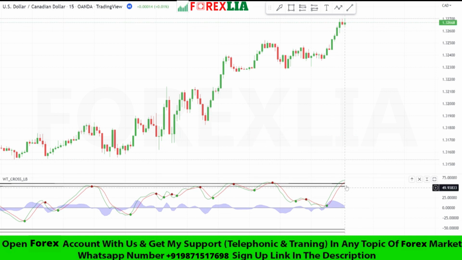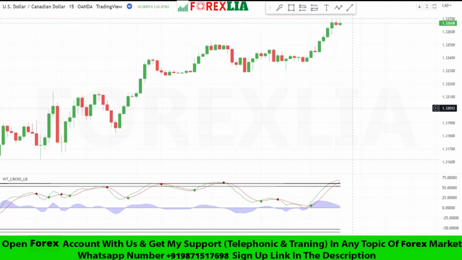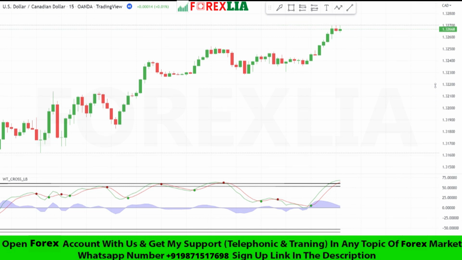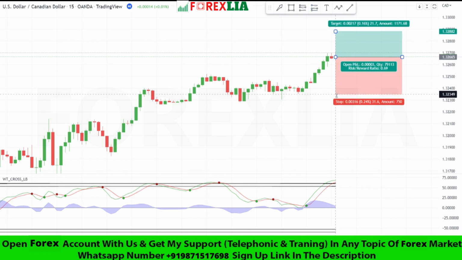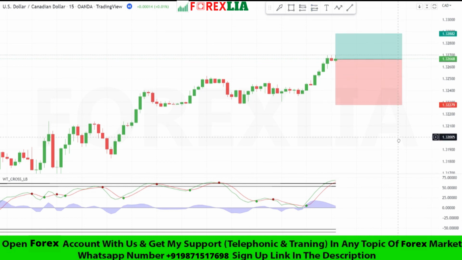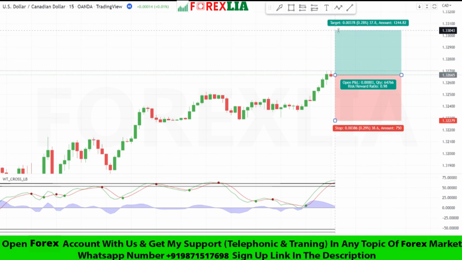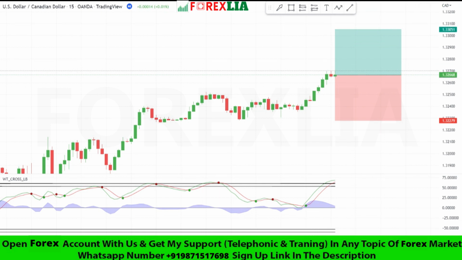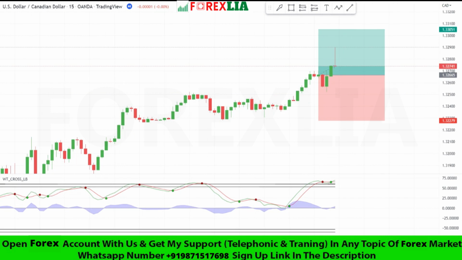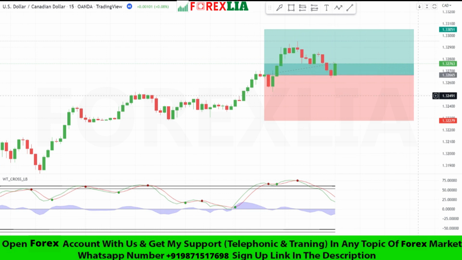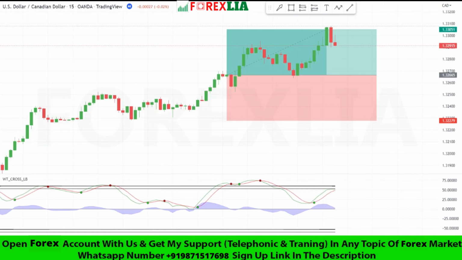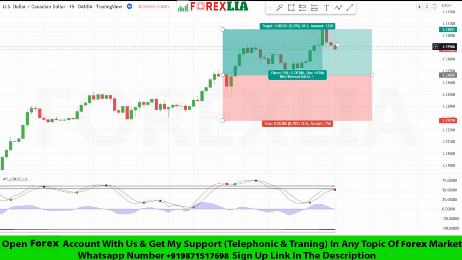Here is the buy signal confirmation. We place the buy trade here. Set stop loss at the previous low point. Set profit target 1:1. We won this trade.